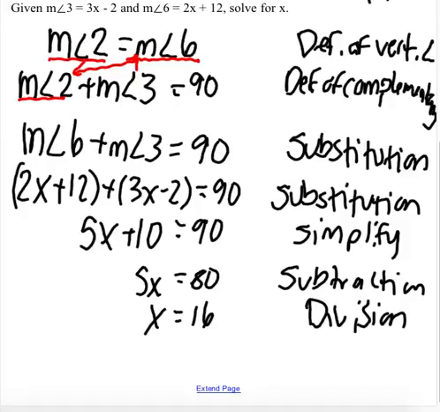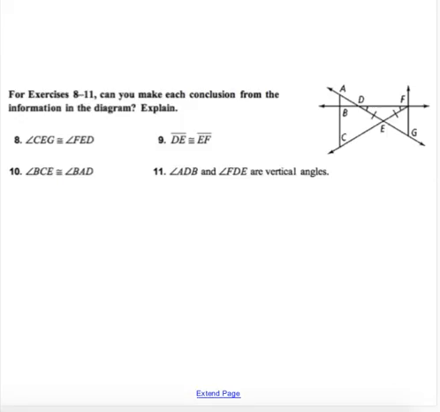All right, last slide. It says for exercises 8 through 11, can you make each conclusion from the information in the diagram? Explain. So it wants to know, is CEG, so CEG, this angle here, is it congruent to FED? FED, angle here. Congruent, are they the same?